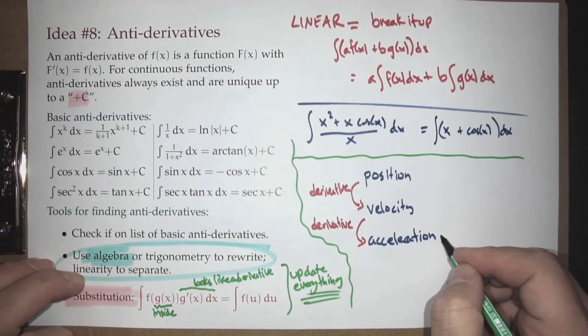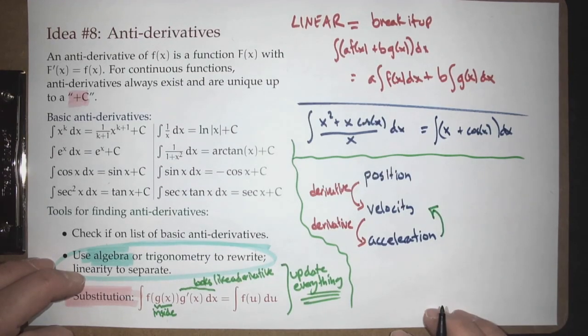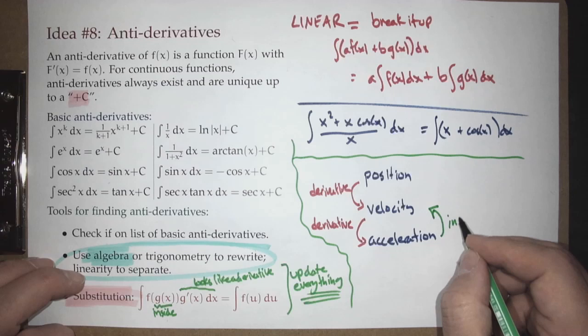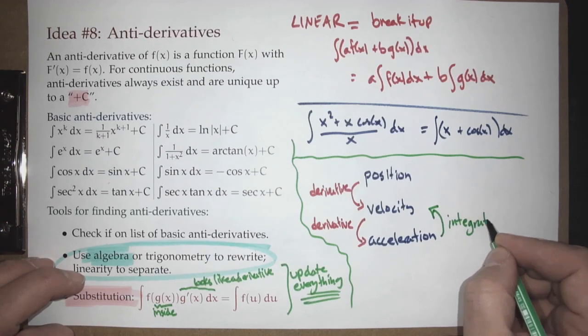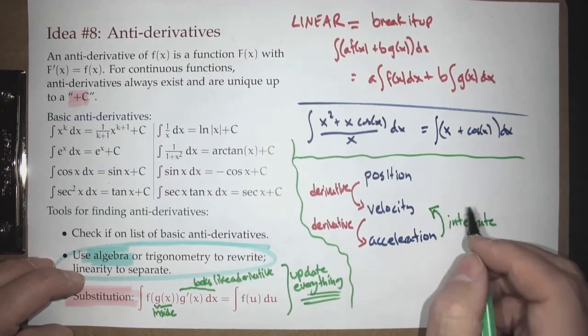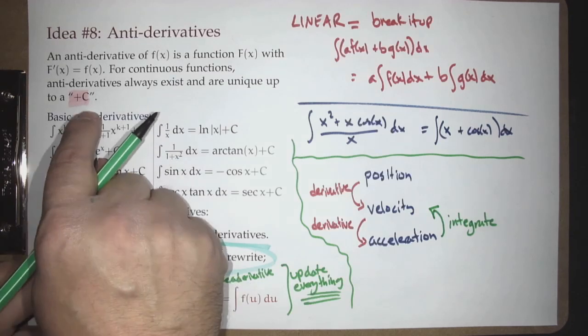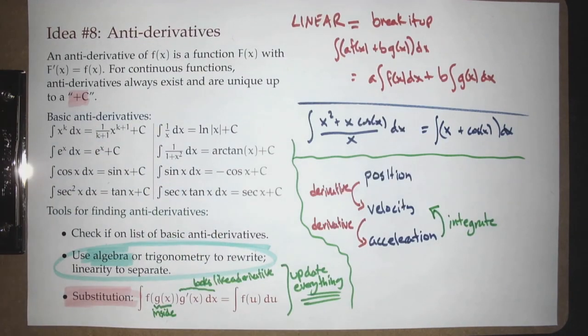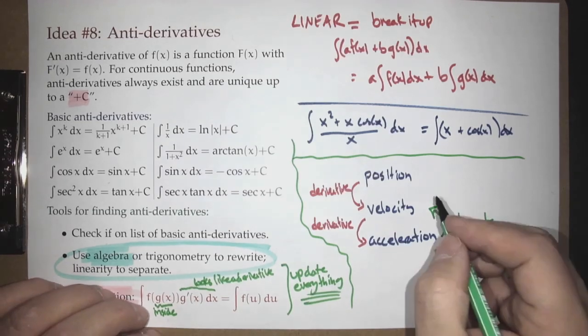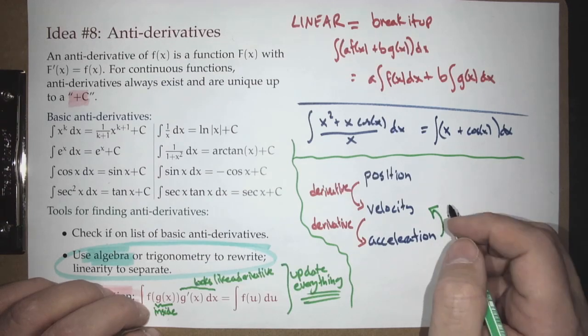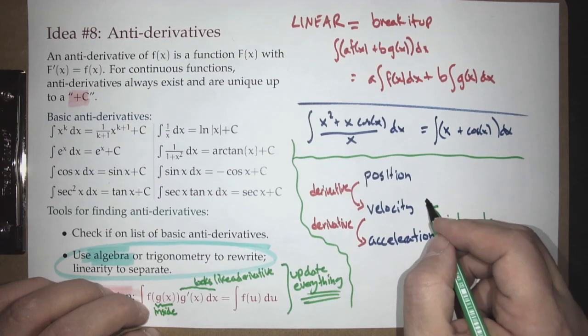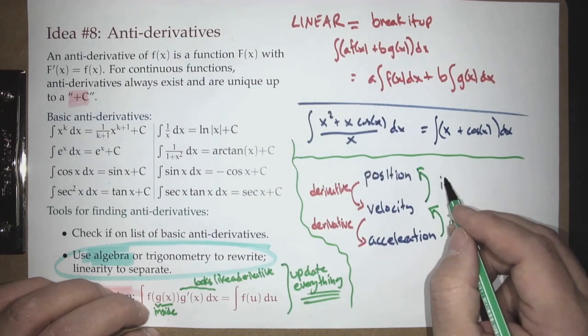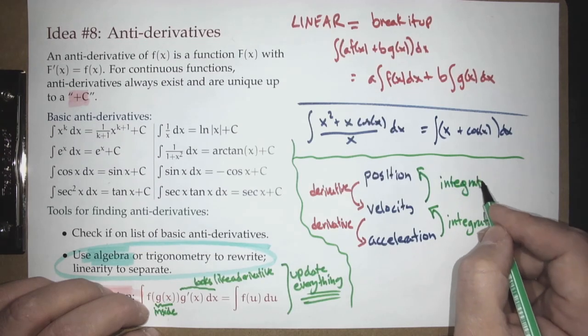Well, what if you want to go the other direction? What if I have acceleration and I want to get to velocity? What do you do? Yeah, you integrate. Integrate is just another way of saying take an antiderivative. Now, when you integrate, you get a plus c. How do you solve for plus c? You have initial conditions. If you have velocity, how do you get to position? You integrate.